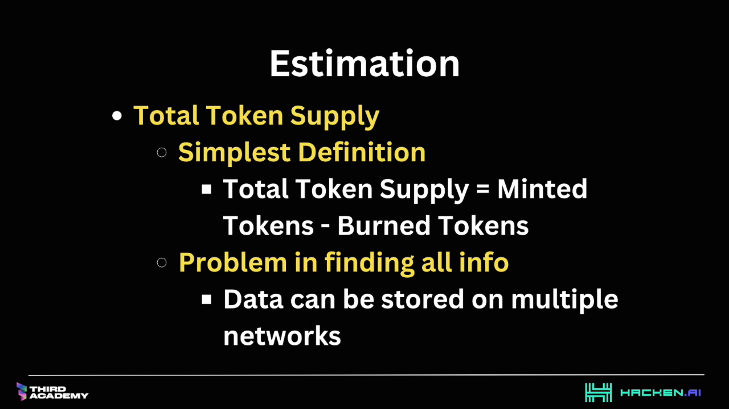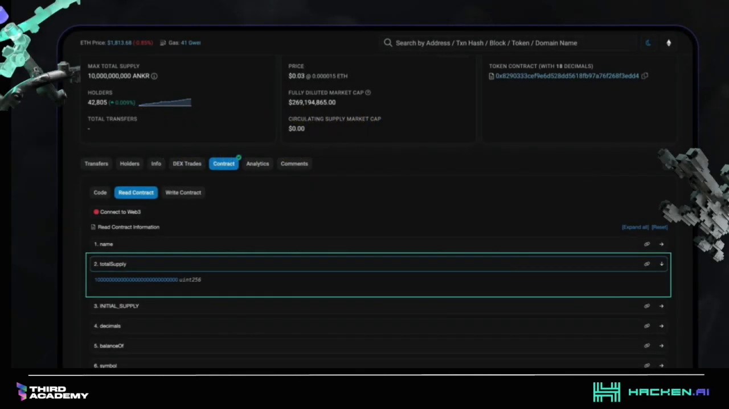The last, but not least thing to remember is that tokens can be burned on many chains. This means that if there are multiple networks that a project uses, you might need to go through all of them. Here is an example of why it is important.